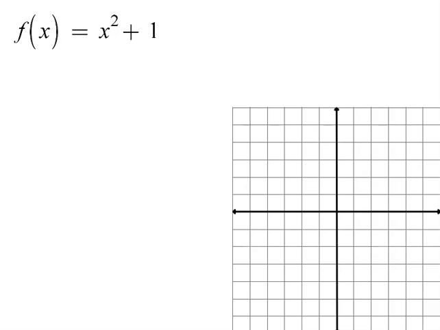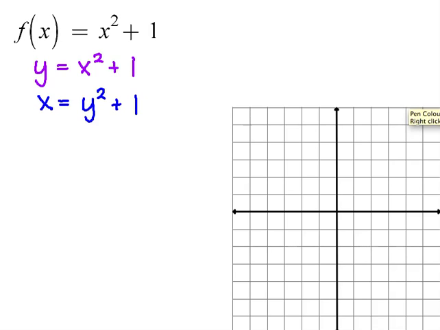So first step is to do what? Change f of x to y. Very first step. Okay? What do I do now? Switch the x and y. So really it becomes x equals y squared plus 1. And solve for that.